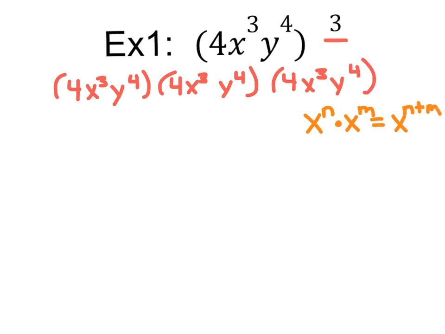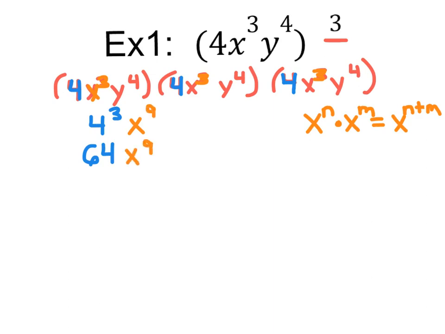As I take my coefficients, I'm going to take 4 times 4 times 4. There is no shortcut for multiplying the coefficients. So we get 4 to the 3rd, or we could take 4 times 4 is 16, times 4 is 64. When we multiply our like bases, x to the 3rd times x to the 3rd times x to the 3rd, we're going to add those exponents. 3 plus 3 plus 3 is x to the 9th.